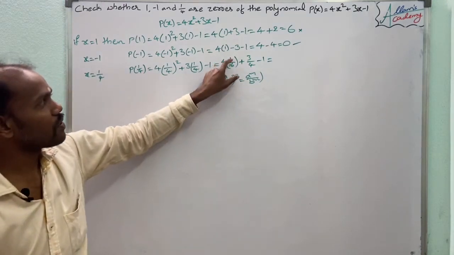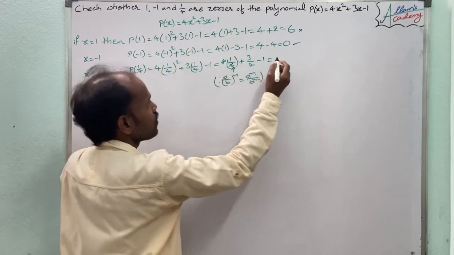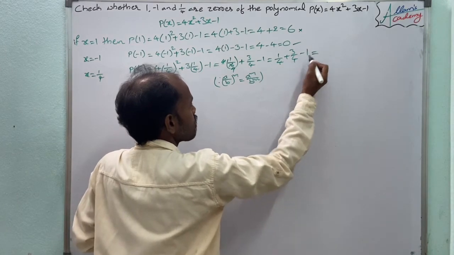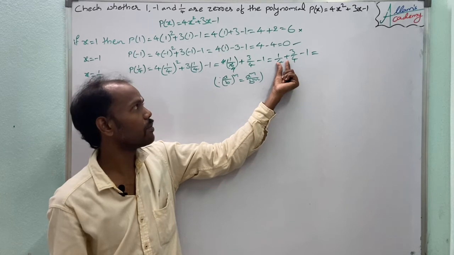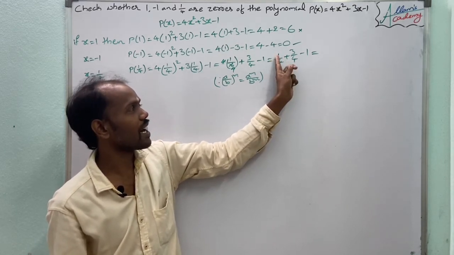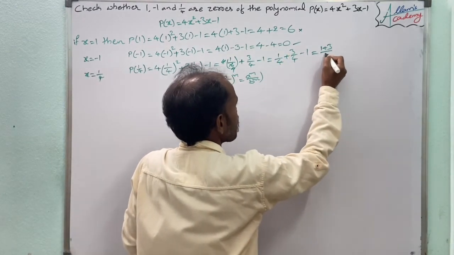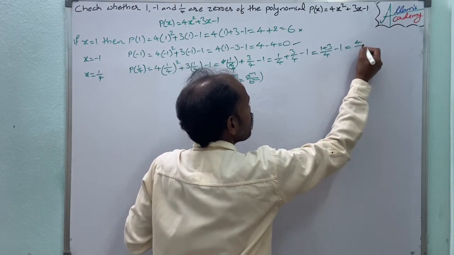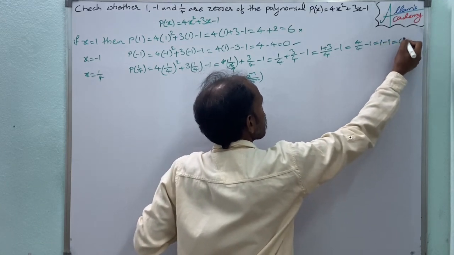Now 4 into 1 by 16: both go in the 4 table, 4 ones are 4, 4 fours are 16, so 1 by 4. So 1 by 4 plus 3 by 4 minus 1. If we observe, both have the same denominator, so we can directly add the numerators. 1 plus 3, like fractions, by 4, minus 1. 1 plus 3 means 4. 4 by 4 is nothing but 1. So 1 minus 1 equal to 0.